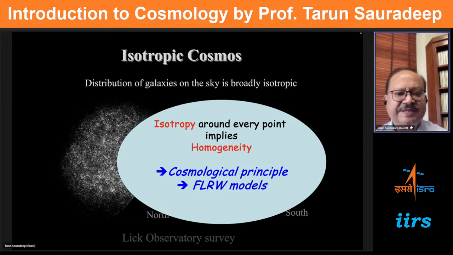So if the distribution of galaxies appears isotropic to us, it must be the same for any observer on any distant galaxy anywhere in the universe. With this assumption, a mathematical theorem tells you that isotropy around every point implies homogeneity, which means that the distribution of galaxies in the universe is on average statistically homogeneous. There is no region of the universe that's very different from the others in terms of distribution of matter.